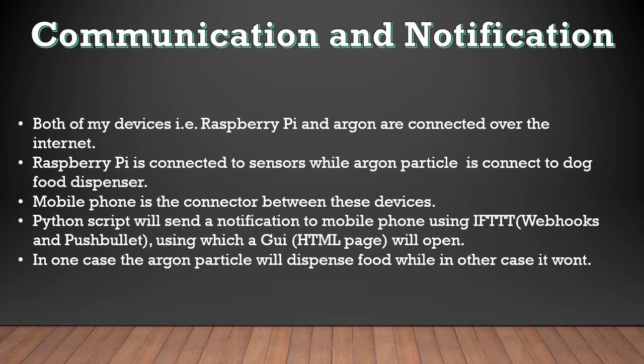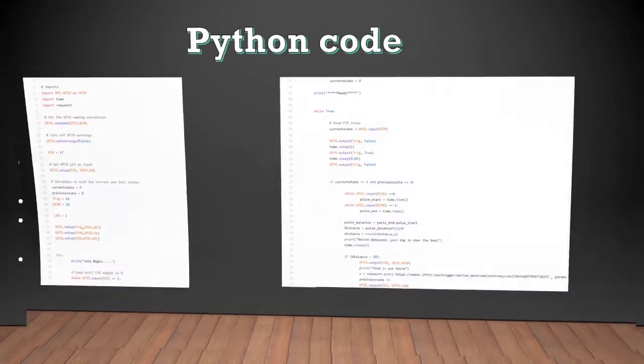Python script will send a notification to the mobile phone using IFTTT with the help of webhooks and Pushbullet, using which basically a GUI or HTML page will open on your respective device, which will give commands to release food or not. In one case, the Argon Particle will dispense food, while in the other it won't. And that's how they're going to communicate.